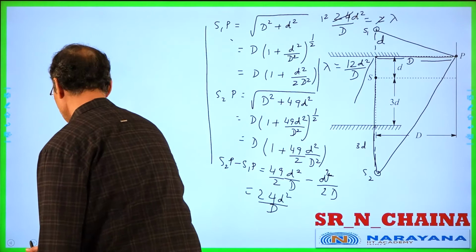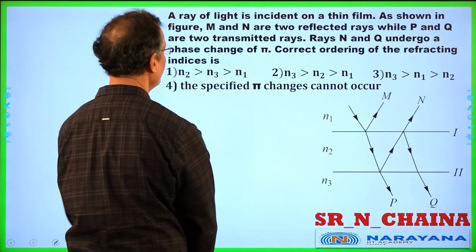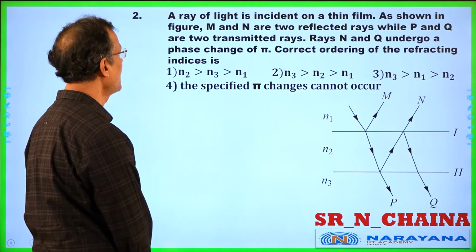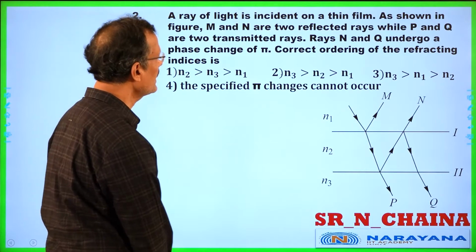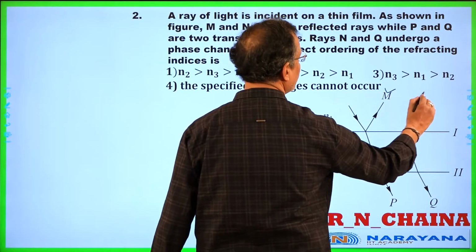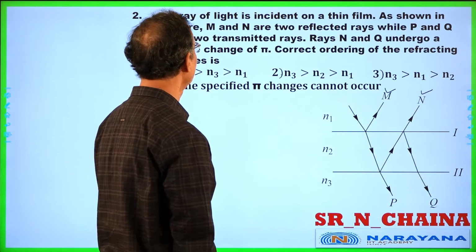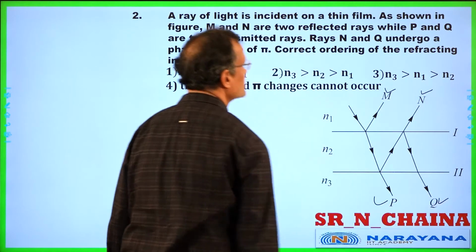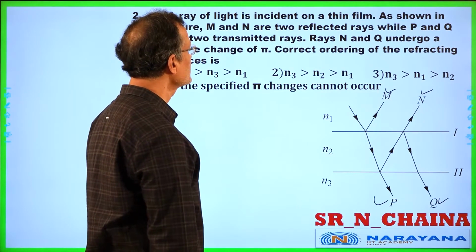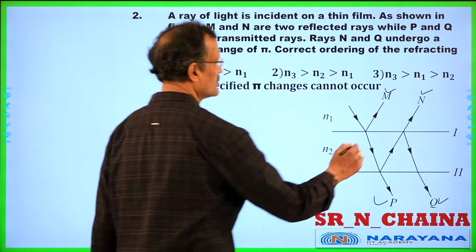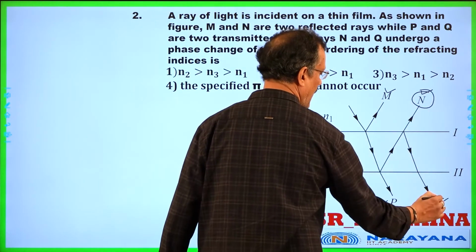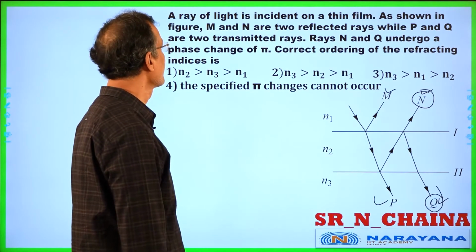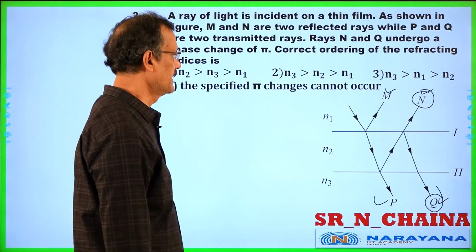Question number 2 now in front of you. A ray of light is incident as shown in figure. M and N, this and this are two reflected rays. P and Q are transmitted rays. Rays N and Q undergo phase change. N and Q, these two are going through a phase change of pi. Find the correct ordering of refractive index.